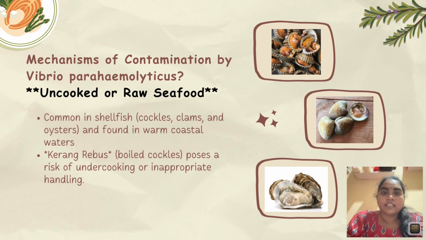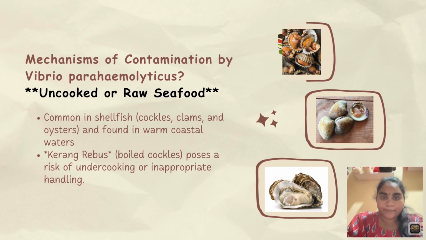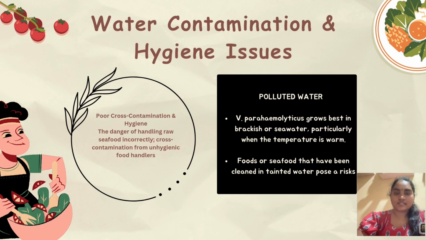In this case, the risk is particularly high for kerang rebus, or boiled croakers, especially if they are undercooked or not handled properly. Another key source is contaminated water. The bacterium thrives in brackish water and seawater, especially during warmer seasons. Seafood or other food washed with contaminated water can easily become a transmission vehicle.